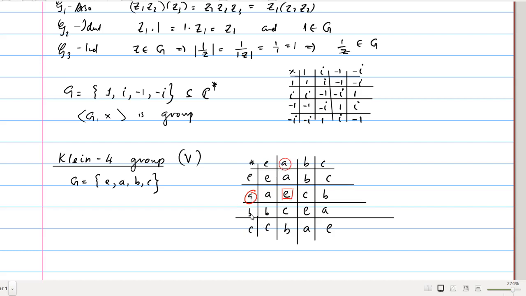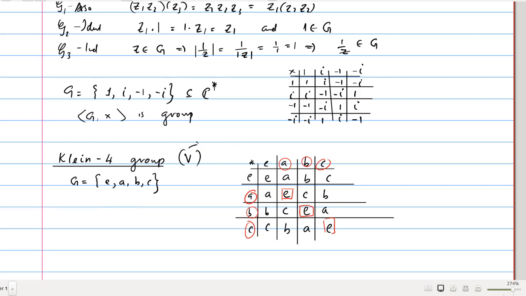In order to get the inverse of B, we choose B here and observe the identity element in this row and the corresponding element here. So BB is equal to E, and B is again the inverse of B. Similarly, the inverse of E is E, and the inverse of C is C itself. Similarly, you can verify the other axioms, and we can say that this is a group under this binary operation, and this is called a Klein four group. Any group with this property, with 4 elements.